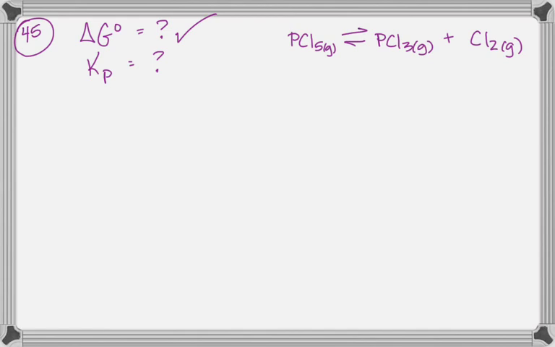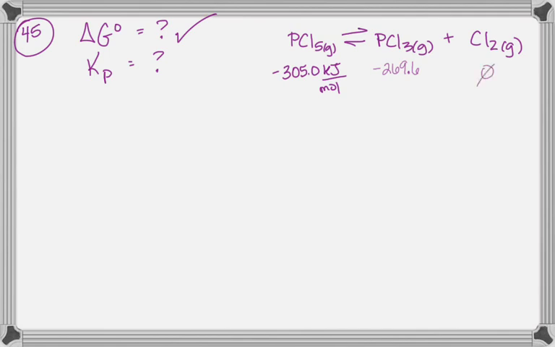So, P. Would you rather me tell you? Because I have it already. PCl5 gas is negative 305.0 kilojoules per mole. I'm not going to write that every time. The next one is negative 269.6. And then 0 for chlorine.